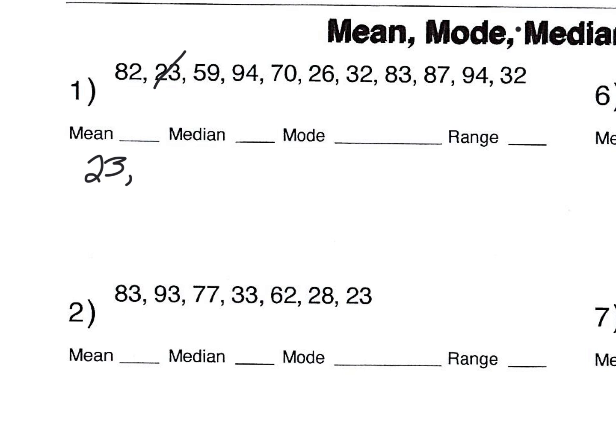Looks like 26 is the next highest number. Cross it out. Then I have 32, not only once, but twice. Every time you see that number, you write it down. Okay, then I'm crossing those 2 off. Next number in line is 59. Then I have 70.